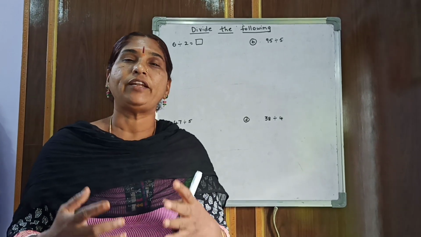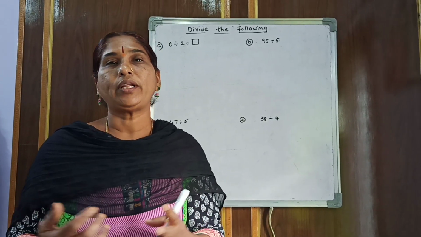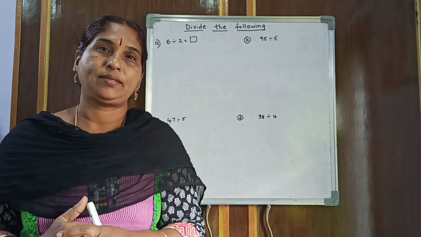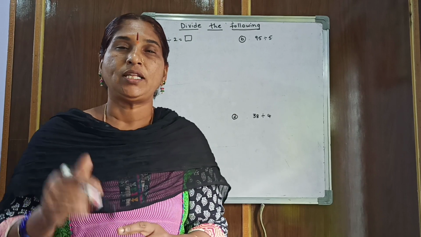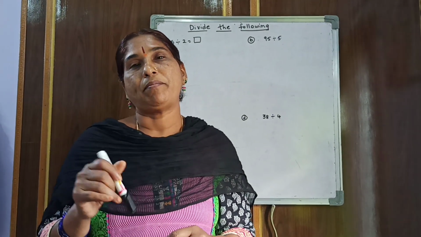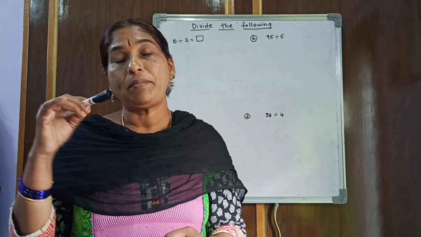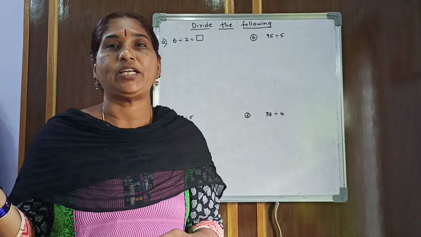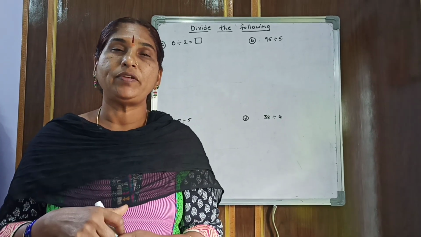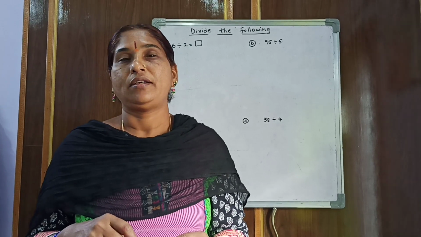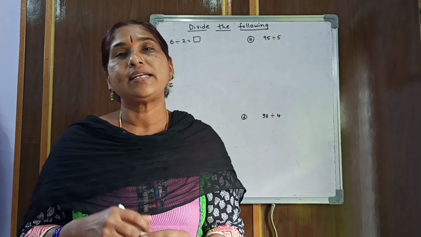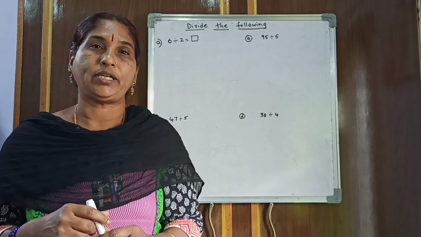Division means dividing or sharing the total into equal parts. And division means repeated subtraction. This one you have to keep in mind. It is very important. Multiplication means repeated addition, whereas division means repeated subtraction. Is it clear, children? And the answer in division is called the quotient.